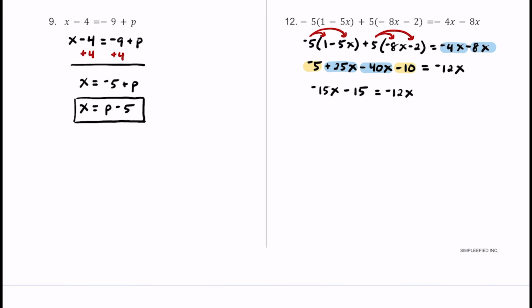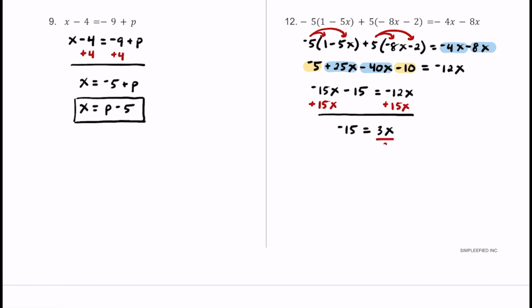Okay, so now we have a kind of a 2-step, 3-step equation here. Let's see if we can get our variables to one side and our constants to the other. I usually like having my variables on the left side, but we have a constant there, so I'm going to go ahead and move my variables to the right side here, so we don't have to add any extra work on top of this. So if we do that, -15x plus 15x would be 0. So we're just going to have -15 on the left side of the equation, and then -12x plus 15x, that's going to be a +3x on the right side.